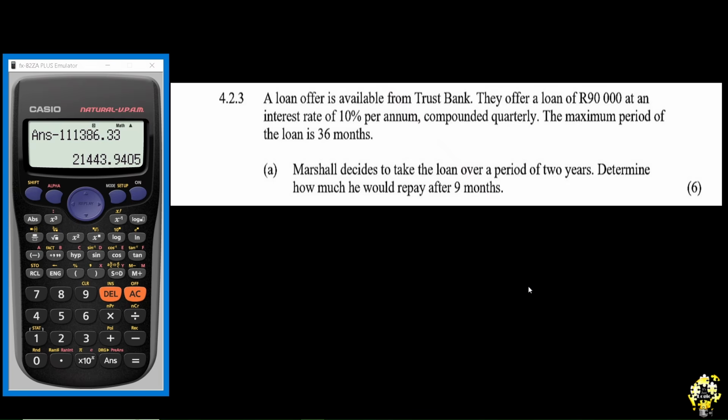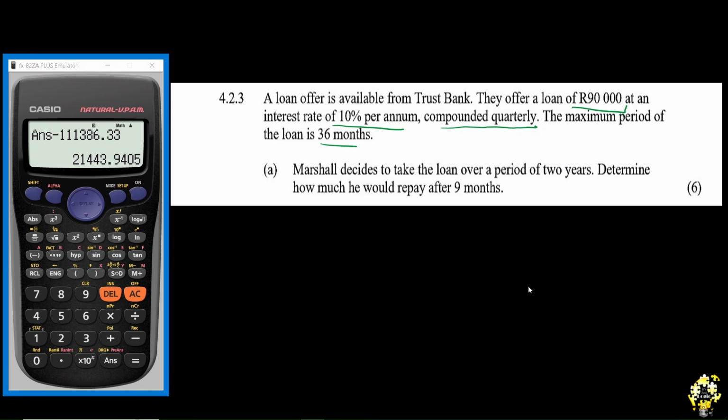Now we have a loan offer which is available from Trust Bank. They offer a loan of 90,000 at an interest rate of, okay, what should we use here? Let's go for a green. So the loan offer is for 90,000. Interest rate is 10% per annum. It is compounded, guess what? Wait for it. Quarterly.